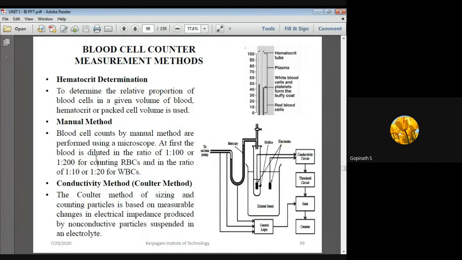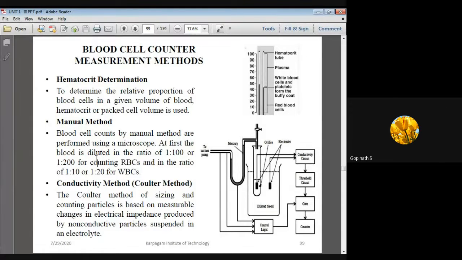So in hematocrit determination, we just fill the blood in the capillary tube. This will be placed in the centrifuge, where it is rotated at 360 degrees. In this case, the RBC, WBC, and plasma are automatically separated. From that, we identify the count of RBC, WBC, and the platelet value. This is the first method, the easiest method.